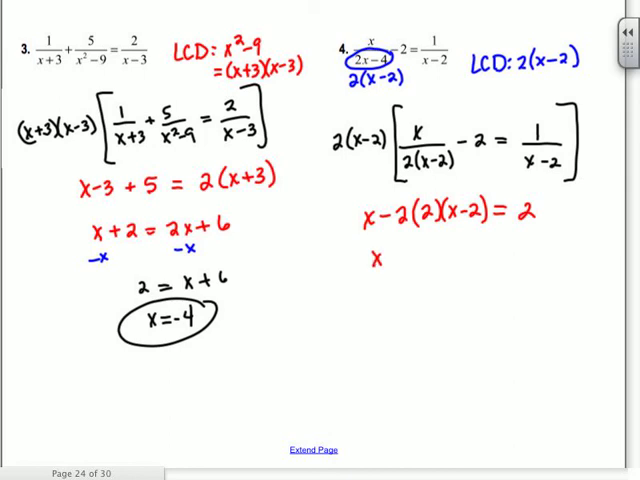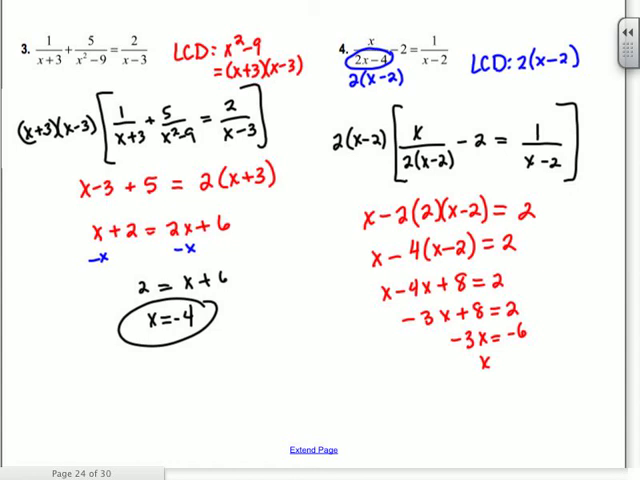This middle part might look a little weird for you guys. If that's fine, just do the 2 times 2 in one step, which is 4, and then multiply by the x minus 2 in the next step. So I'm going to have x minus 4x plus 8 equals 2. So I get negative 3x plus 8 equals 2. Negative 3x equals negative 6. So x is 2.